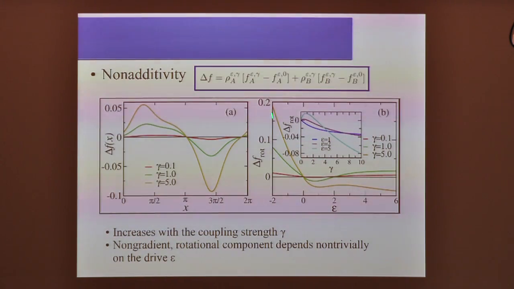We again calculate the rotational component of this non-additivity, and we see that it is very non-trivial when we plot it against epsilon. But what we also see is that the magnitude increases with gamma, as we expect. When the two media start to interact stronger, the non-additivity increases. And again there is a rotational component of it, which means that the non-additivity itself is non-gradient, it can also not be generated from any potential.